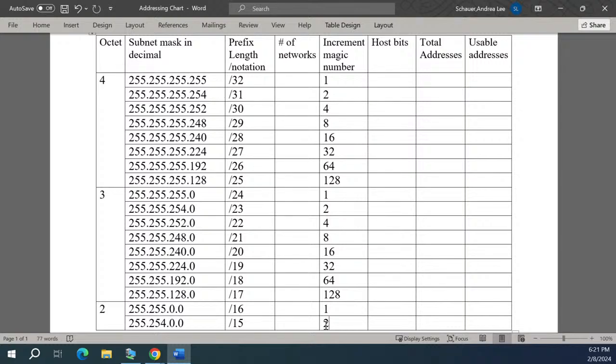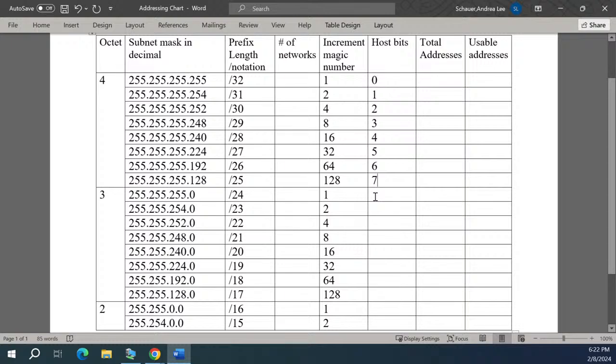So first of all, right here, how many host bits are there? 0. There's 0 host bits. So what about this one, 255, 255, 255, 254? 1 host bit. 252? 2 host bits. 248? 3, right? 240? 4. 224? 5, right? 192, 6. 128, 7.